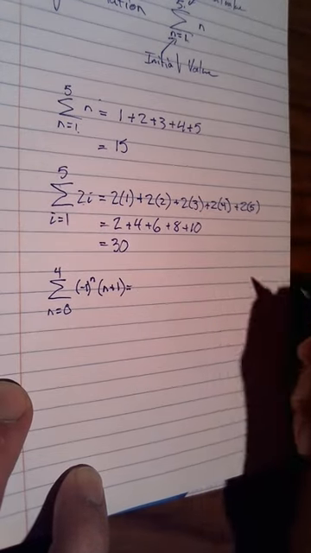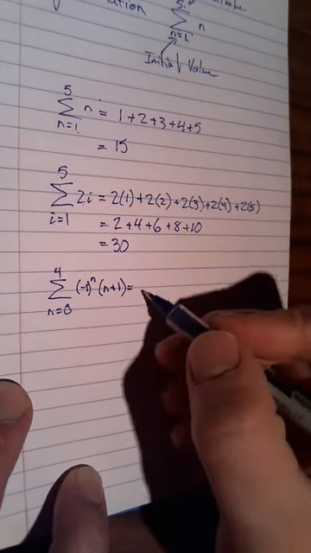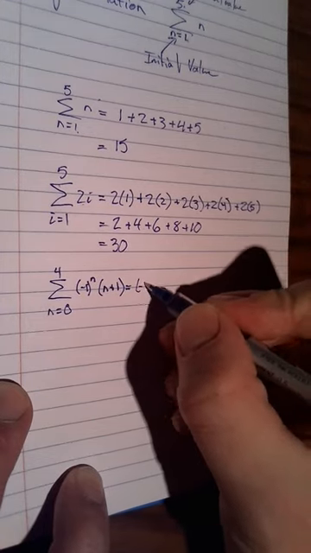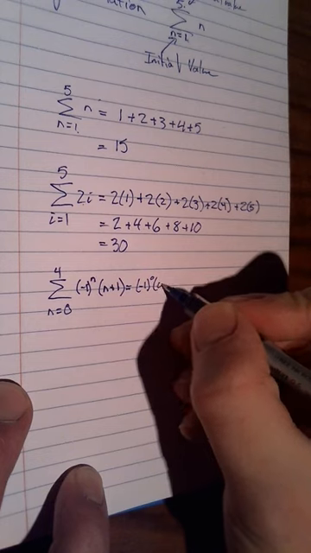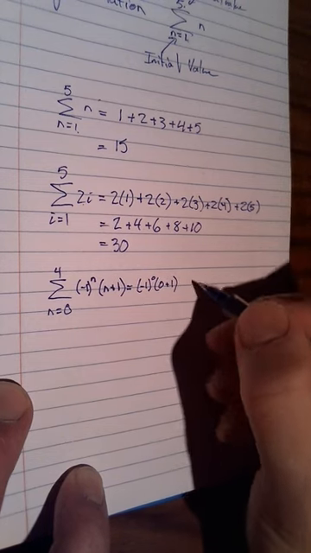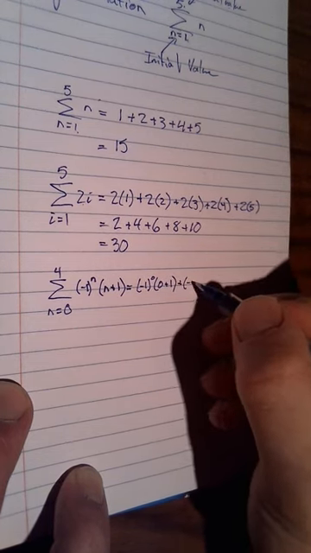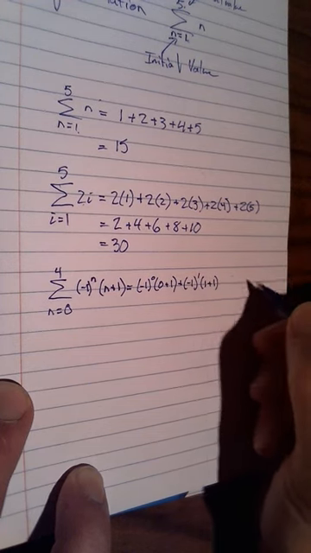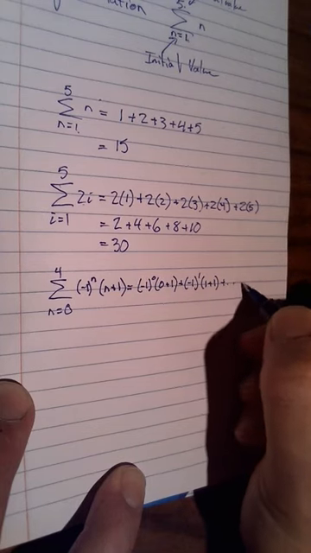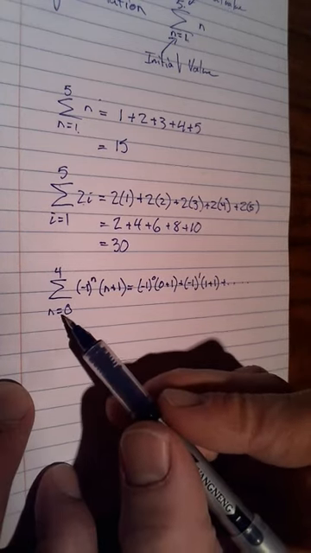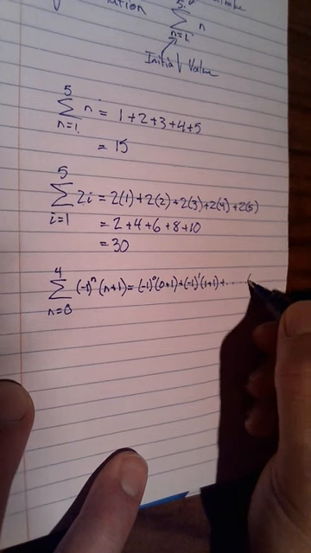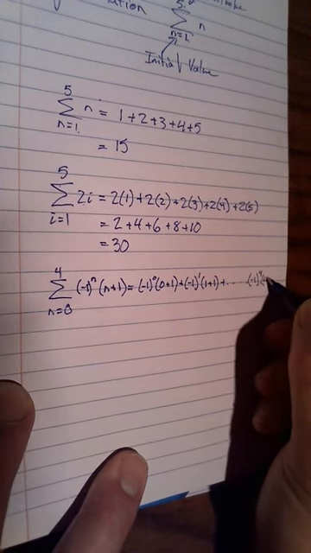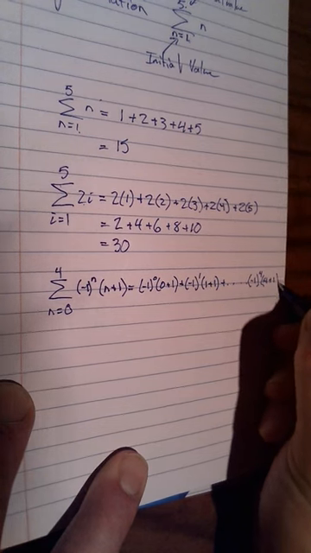And so when we go through and actually break this down term by term, I'll just do the first 2 terms and the last term. The first term is negative 1 to the power 0 times 0 plus 1. The second term is negative 1 to the power 1 times 1 plus 1. Then we'll have a number of other terms as n becomes 2 and then 3. And then our last term will be negative 1 to the power 4 times 4 plus 1.